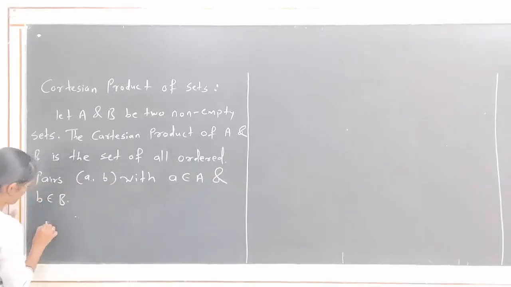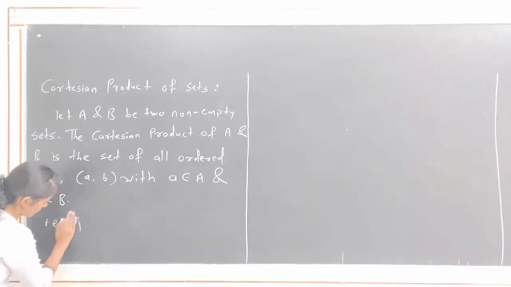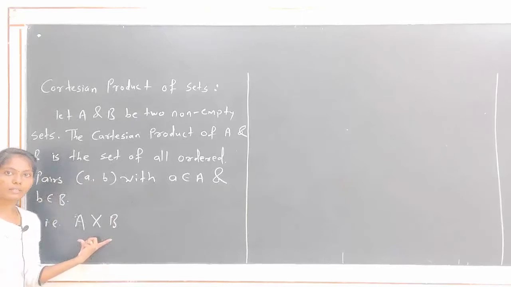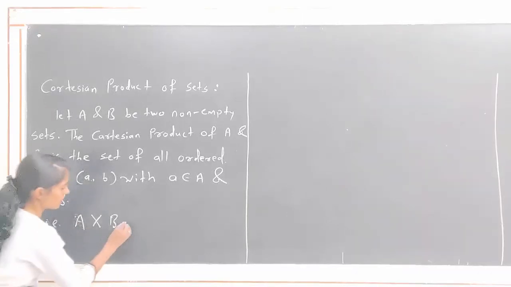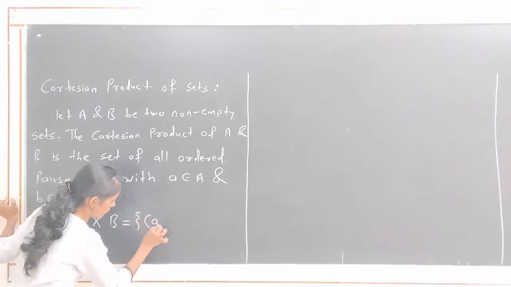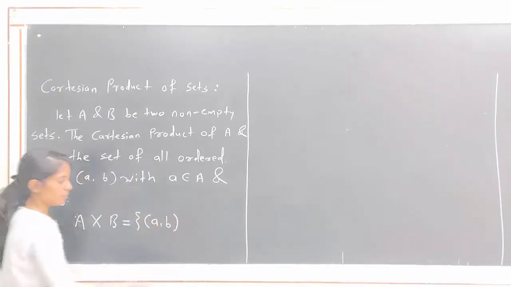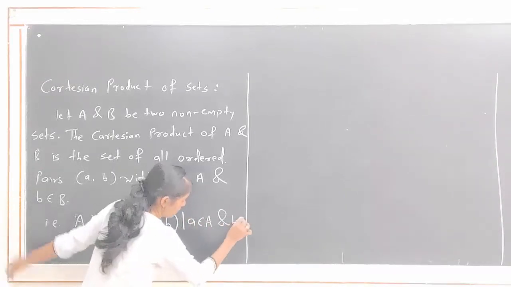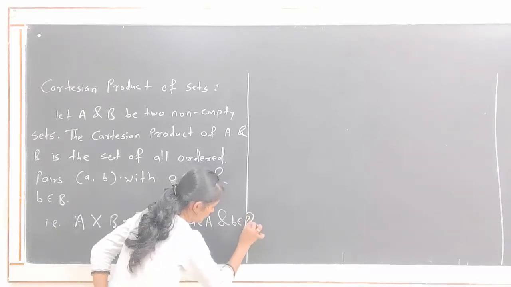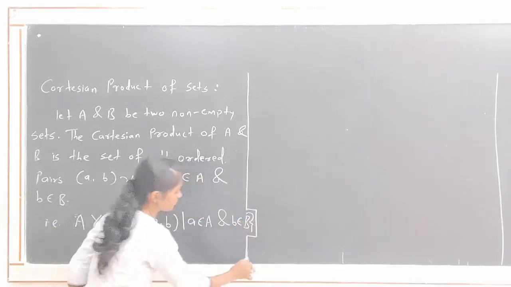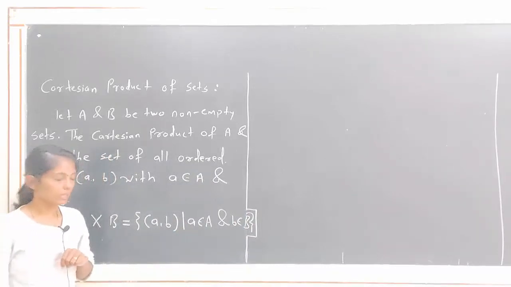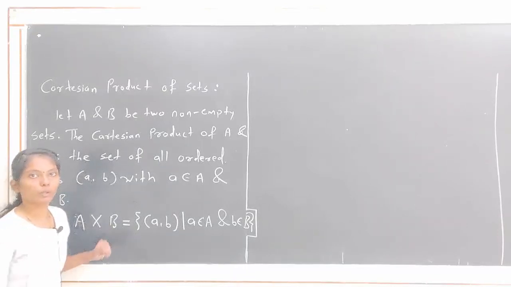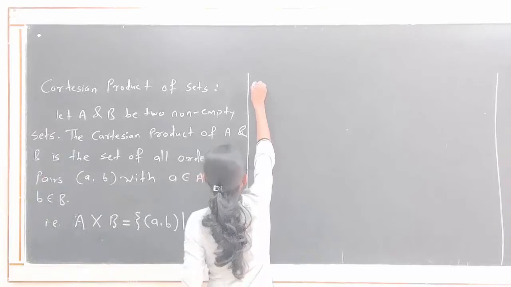That is A cross B. So Cartesian product is denoted by A cross B, equal to the set of elements of the form ordered pair (a, b) with a belongs to set A and b belongs to set B. So this is called Cartesian product. Now we see some examples.